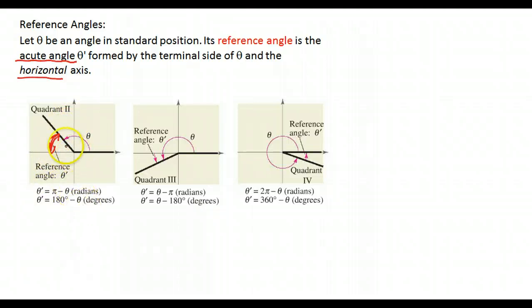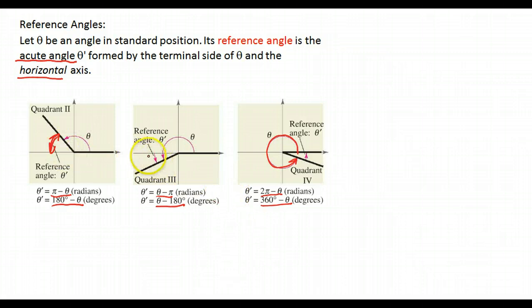So if you have an angle in the second quadrant, you're going to get the reference angle by subtracting that angle from 180 if you're in degrees, or subtracting it from pi if you're in radians. If your angle is all the way around into the third quadrant, then you take the angle and subtract pi if you're in radians, or you subtract 180 if you're in degrees. And finally, if you're all the way around into the fourth quadrant, you're going to subtract that angle from 2 pi if you're in radians, or subtract it from 360 if you're in degrees.